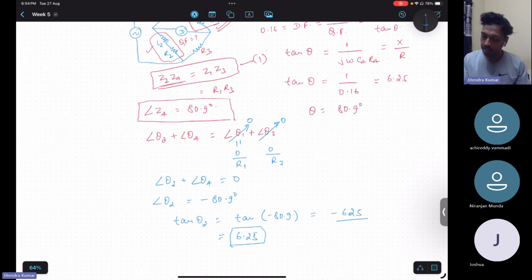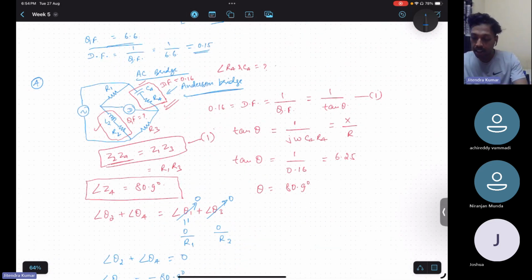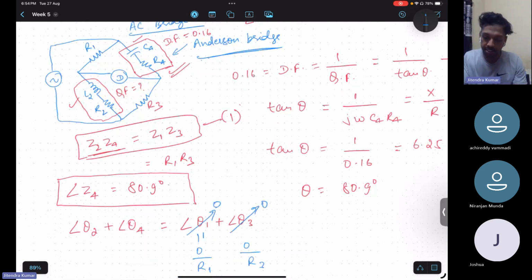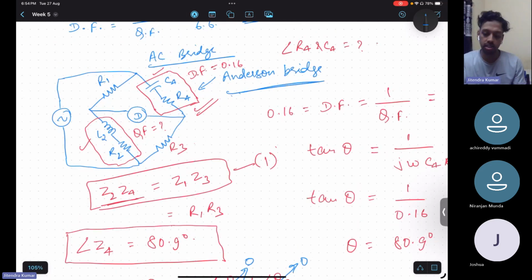So in this circuit, the quality factor of both the branches, R4C4 and L2R2, is the same, isn't it? Another way to memorize: if there are two branches which have only resistive parameters, and the other two branches, diagonally opposite and multiplying with each other, have one a capacitance in series with resistance and the other an inductance in series with resistance, then the dissipation factor and quality factor of both the circuits are going to be the same.